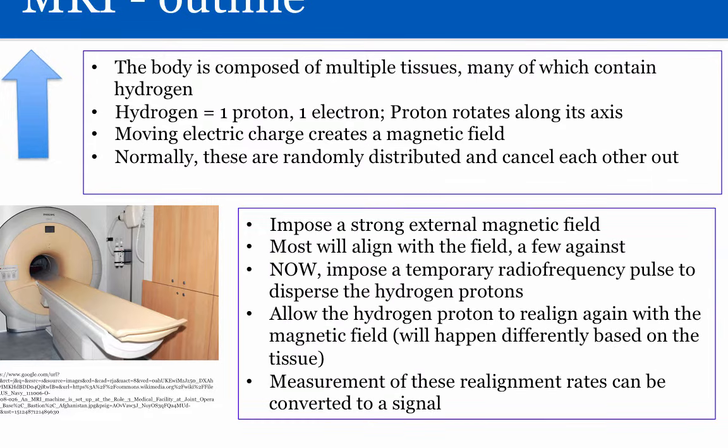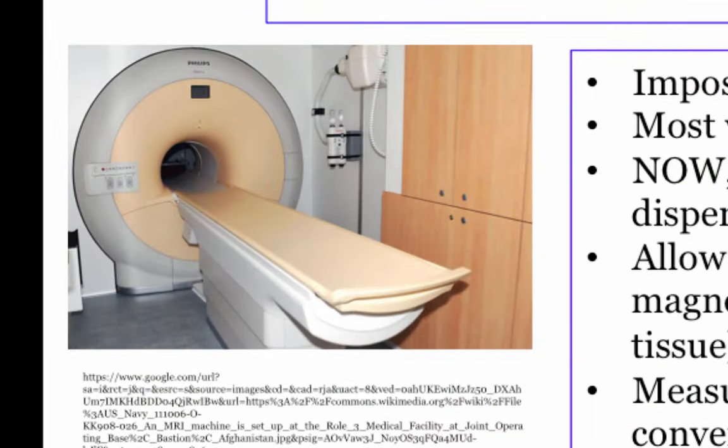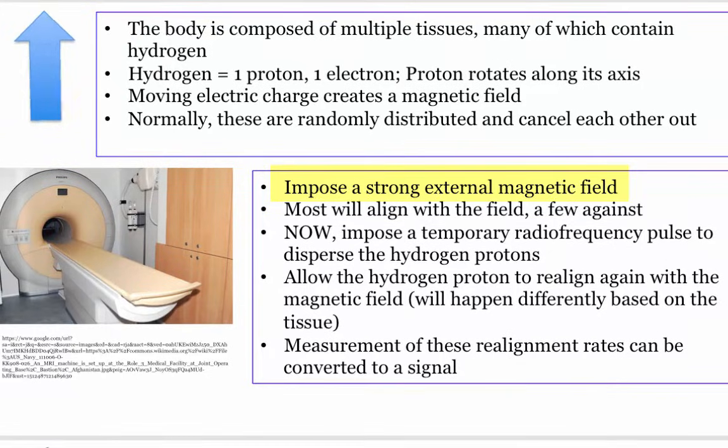Well, we insert the patient into a giant circle. In the circle, there is a strong external magnetic field. We're talking about 1.5 Tesla or 3 Tesla magnetic fields. As a result of this external magnetic field, most of these hydrogen atoms will align with the field. A few will align against it, but most of them will align with the field. Now what we're able to do is impose a temporary electric current through a radio frequency pulse. This allows us to scatter the hydrogen protons in all different directions.